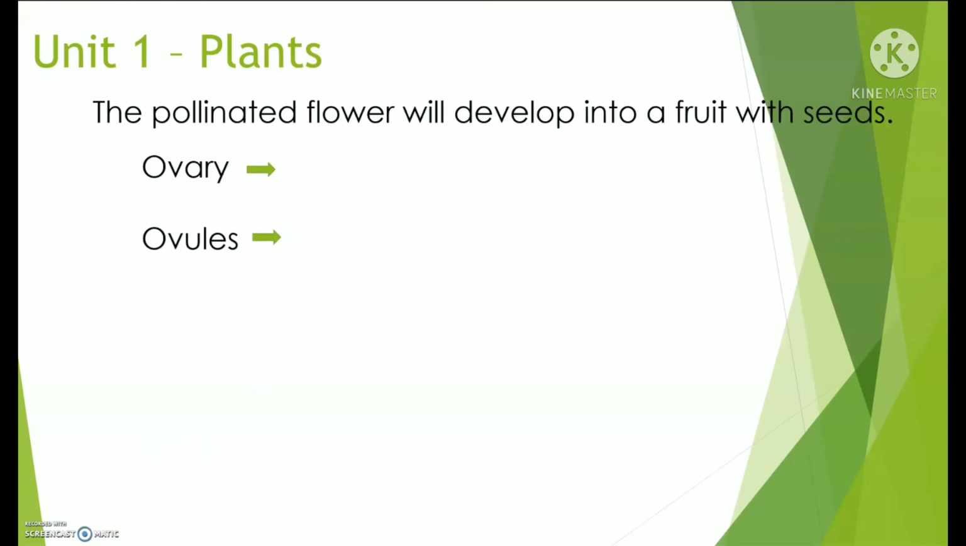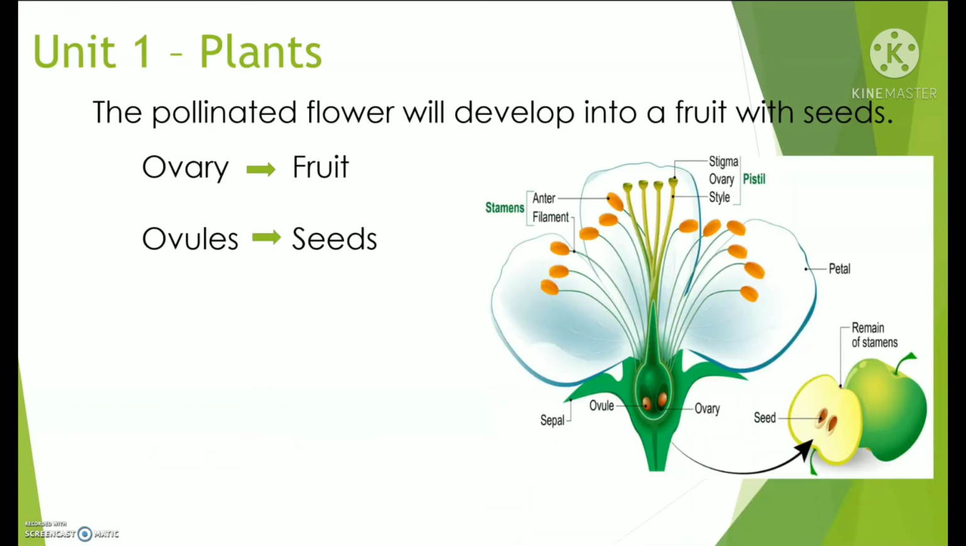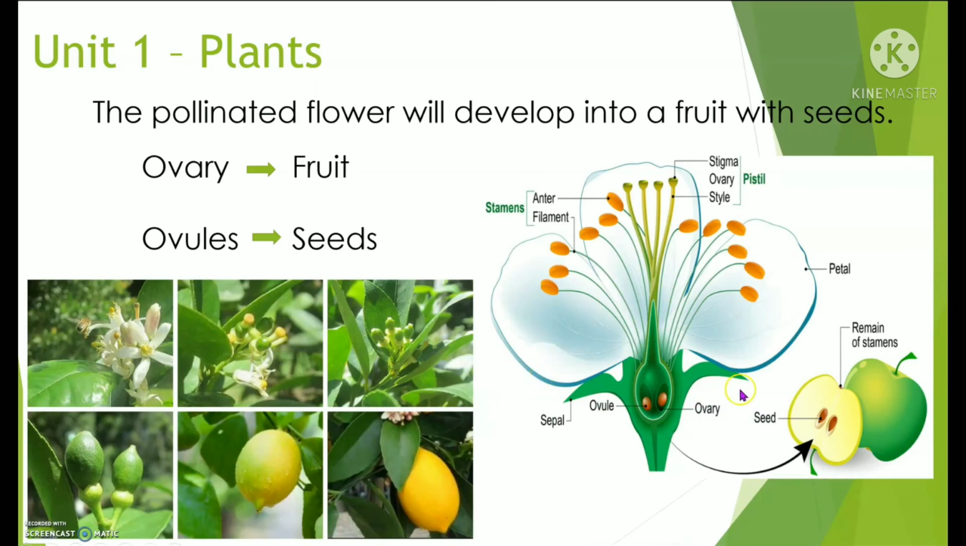Okay, so after pollination or fertilization, when the ovary matures, the ovary will then become a fruit, okay? Then the ovules inside the ovary will become seeds, okay? Ovary becomes fruit and ovules become seeds. Okay, after pollination and fertilization, the ovary will mature and develop into a fruit. We can see from the pictures here below.